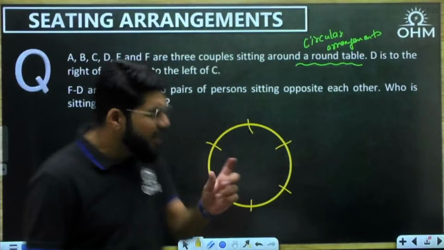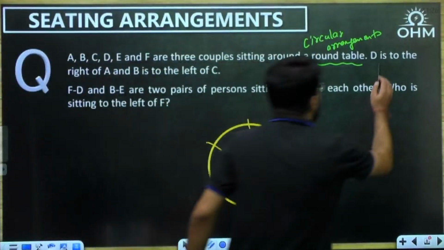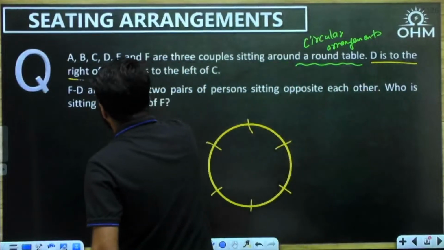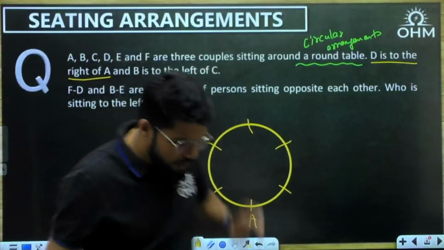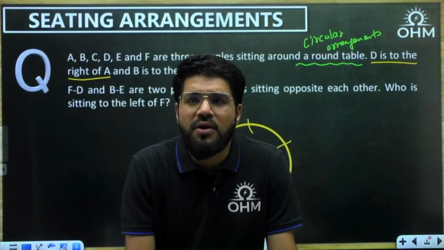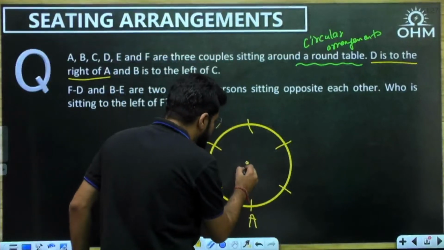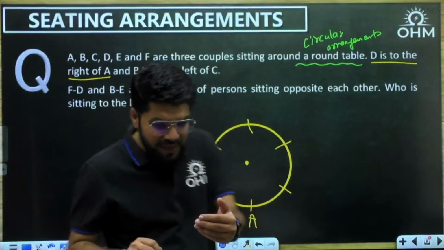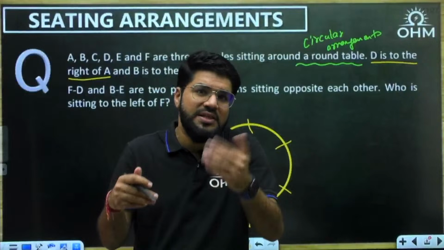And how to define? Based on any statement you pick up. D is to the right of A. What do they say? Right of A. So let me start with A. And now they are sitting around a round table. If nothing is mentioned, where are they facing? Of course, if they are sitting around a table, it may be a dining table, they are having some food, or it may be a conference table. Conference table means they are doing some discussion.